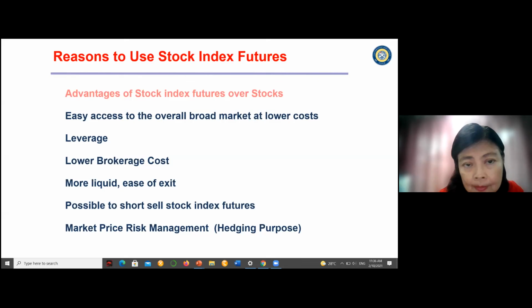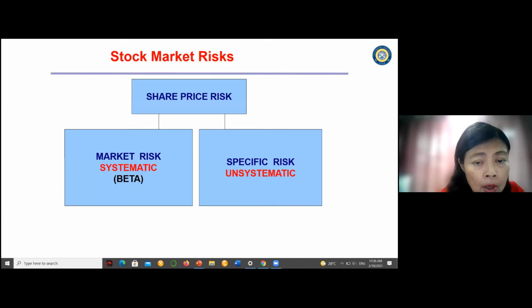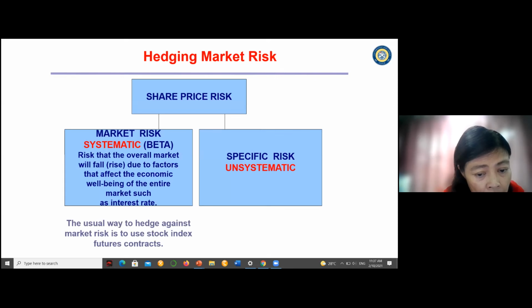Okay, we talked about just now your market risk. You've got stocks, and inside the stocks you have two kinds of risk: your market risk and your firm-specific risk, the specific risk of the stock. Your market risk is systematic, which means it's across the board; all stocks have it. How your particular stock reacts to the market risk is beta. Beta is how your stock moves in accordance with the market. So the usual way to hedge the market risk is by using stock index futures.